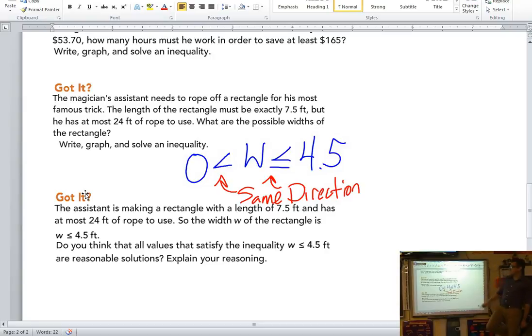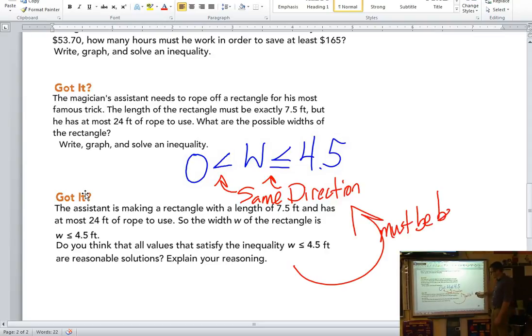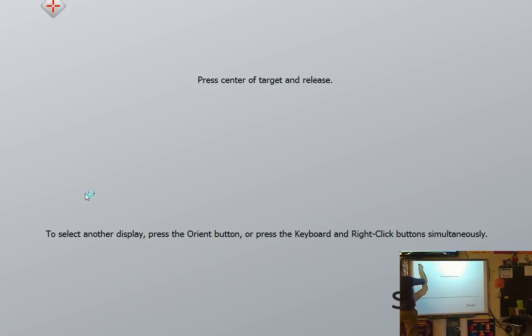So, the assistants make a rectangle with a length of 7.5 feet, at most 24 feet, so the width of the rectangle is what we solved there. This is what's crafty. Sometimes the answer is actually in following problems. Do you think that all values satisfy? So this answers this got it question. Because your width can't be a negative number. It can't be 0. So down here for the got it, if you want to just kind of point an arrow up to our double inequality, so it must be between 0 and 4.5. Any other questions from 9.3?